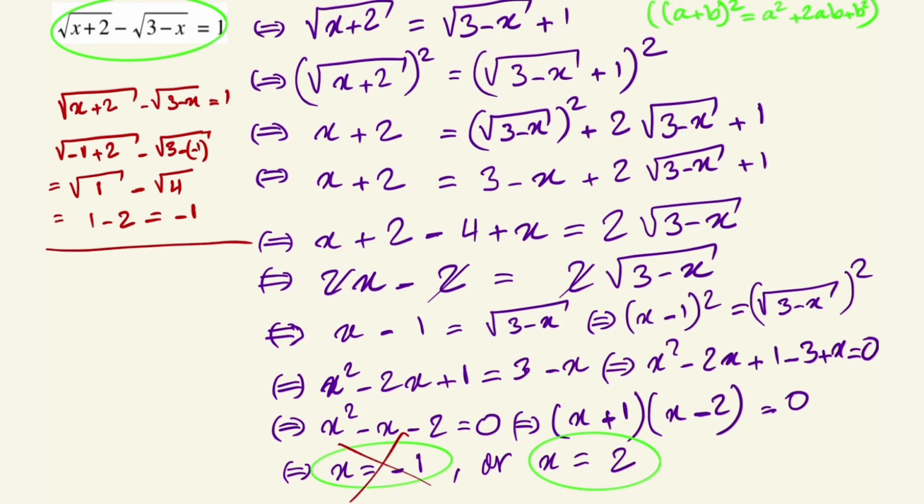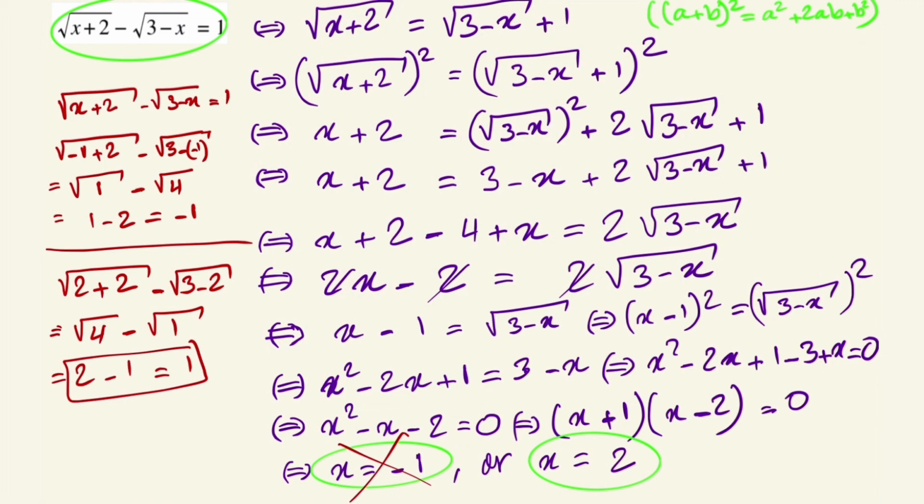Let's try 2. We have the square root of 2 plus 2 minus the square root of 3 minus 2, which is the square root of 4 minus the square root of 1. That is 2 minus 1, equal to 1. We see this is the right solution. So this equation has just one solution. Therefore the solution set is 2 only, not negative 1, and this is the right solution here.